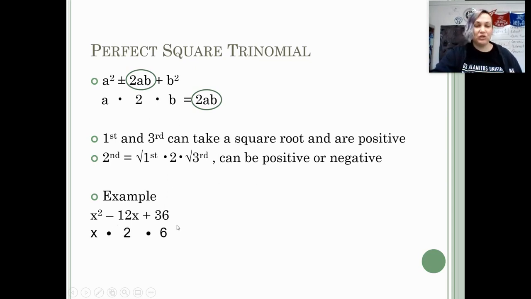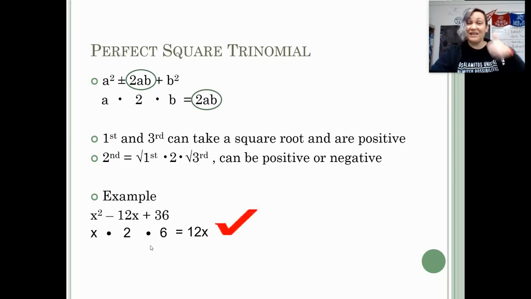X times 2 times 6 is 12x. Now, when you're checking that with the middle term, you're not checking the sign, you're just checking the numbers. So 12x and 12x, those match. So I'm going to say, yes, this is a perfect square trinomial. And right now, that's all we're doing. We're saying yes.